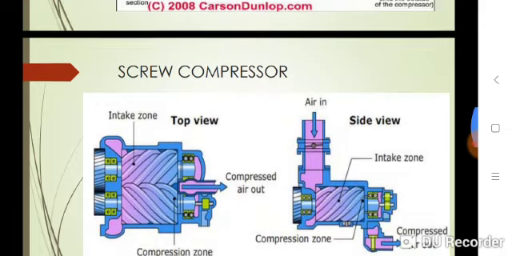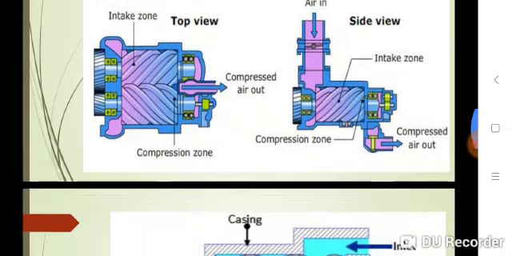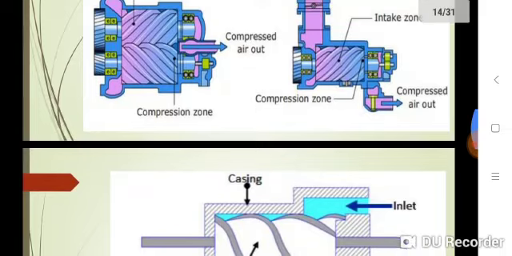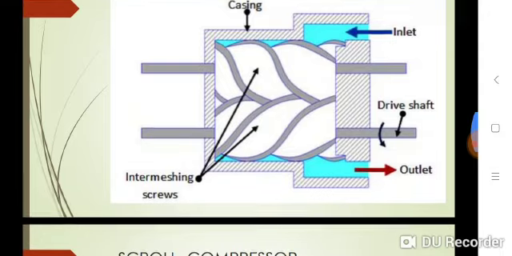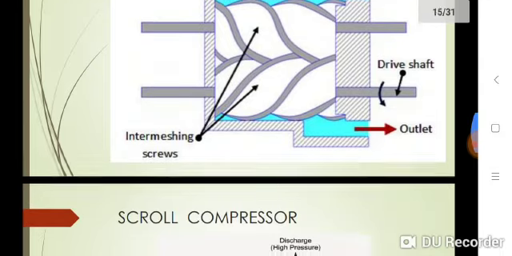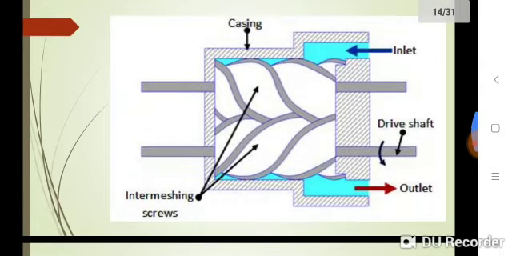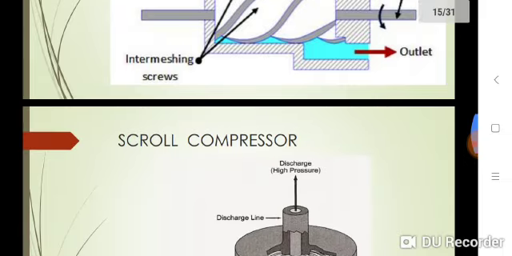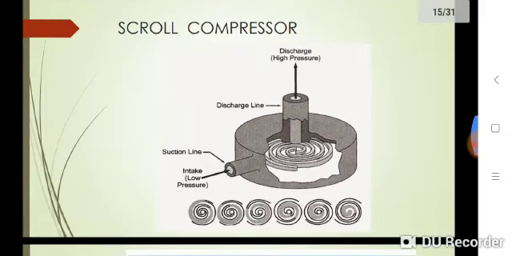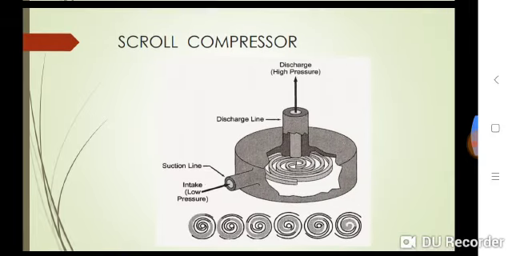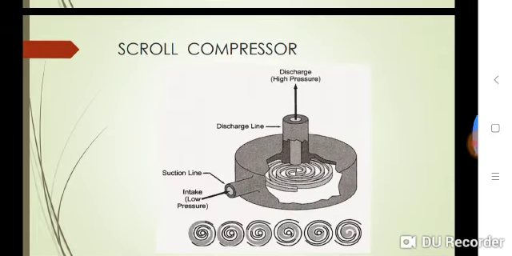Screw compressor. In the screw compressor there are two screws, and in the space between these screws, the refrigerant comes in from the inlet. In the pocket between the screws, the refrigerant gets trapped and pressurized. Just like this, the inlet is there and the outlet is there.